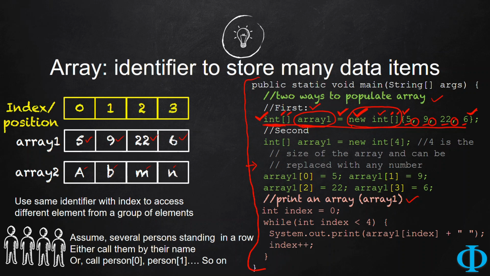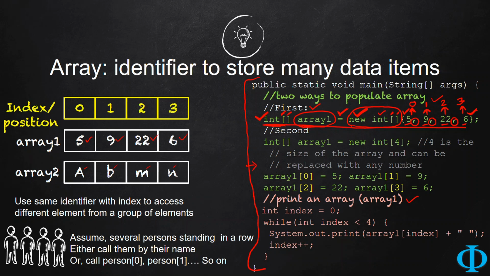Now, whenever you do this, the Java compiler will automatically assign the element at the beginning, that is 5 in this case, to index 0 of array1. Then 9, the next element in this list, will be automatically assigned to index 1 of array1. 22, the next element in the list, will be automatically assigned to index 2 of array1. And 6, the last element in the list, will be automatically assigned to index 3, in this way.